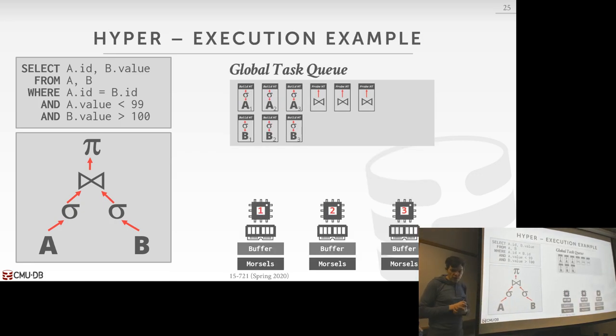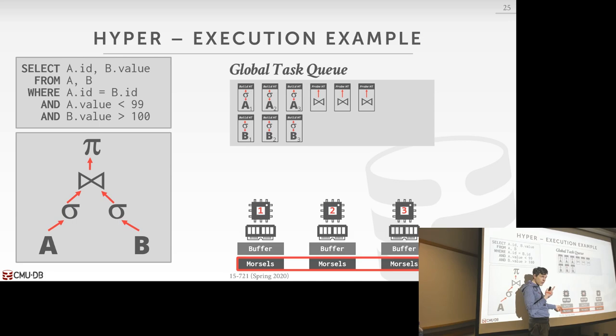So now, getting to his question, how we're actually going to do work stealing. Say we take our query plan, and we chop it up into different tasks that we put in this global queue. And then down here, every single socket is going to have its local memory, and it'll have a buffer that can store results, but it also has all the morsels that it's aware of that are local to it.